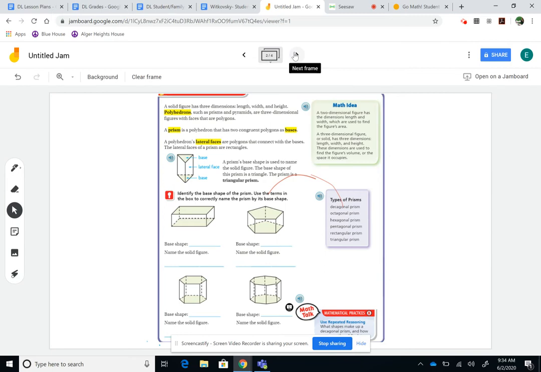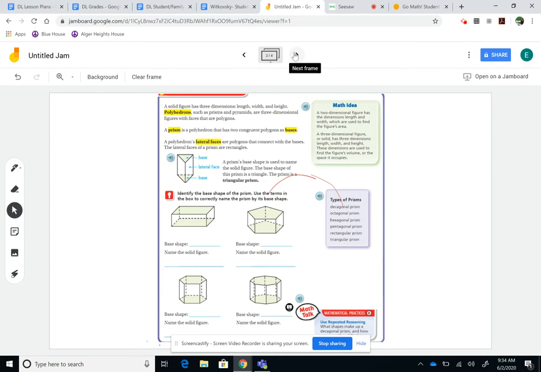A solid figure has 3 dimensions: length, width, and height. Polyhedrons, such as prisms and pyramids, are 3-dimensional figures with faces that are polygons. A prism is a polyhedron that has 2 congruent polygons as bases. A polyhedron's lateral faces are polygons that connect with the bases. The lateral faces of a prism are connected. A prism's base shape is used to name the solid figure. The base shape of the prism is a triangle. The prism is a triangular prism.